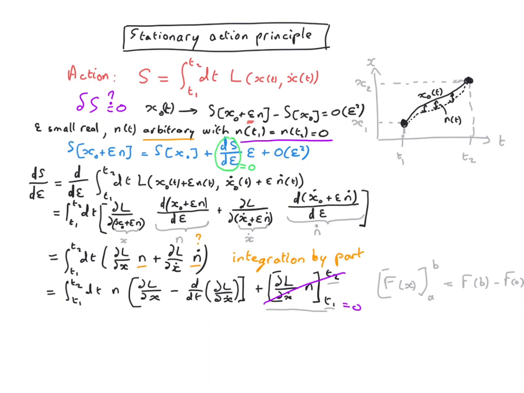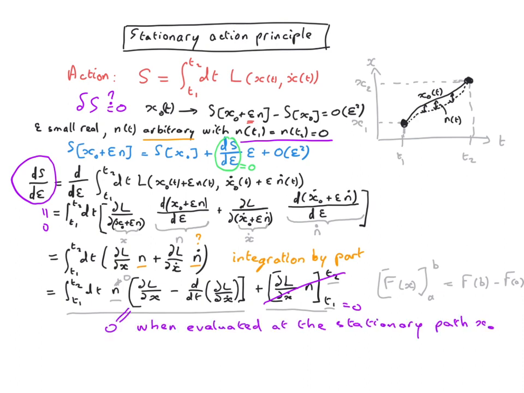Now, looking at the first term, we see that it's a product of the arbitrary function n with what is between the brackets. But because n is arbitrary, it's not 0, we can choose it not to be 0. Therefore, if we want the first derivative of S according to epsilon to be 0, the only possibility is for what is between the brackets to be 0. We recognize the Euler-Lagrange equation.